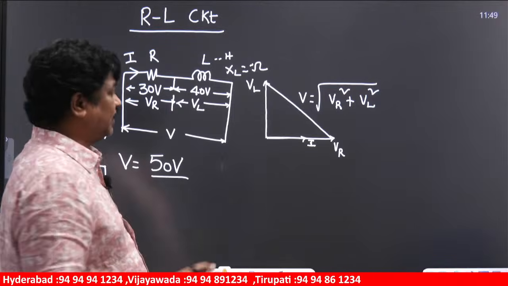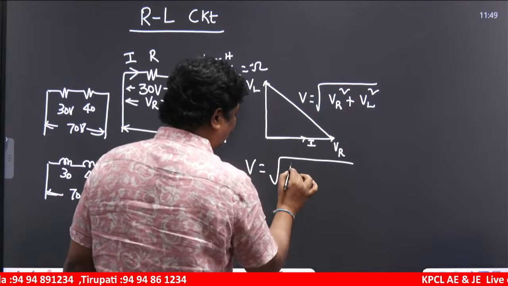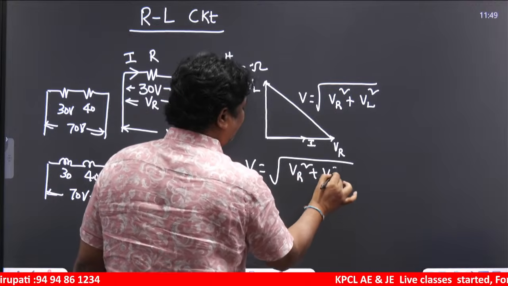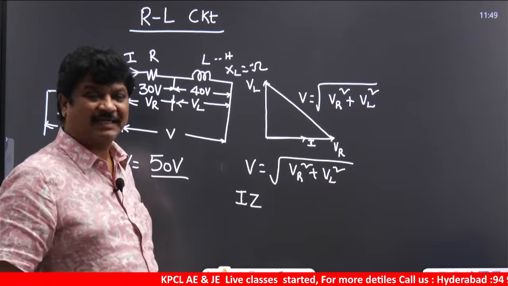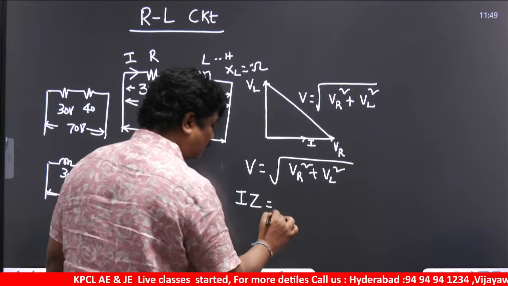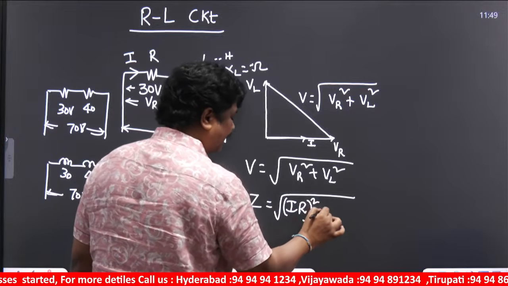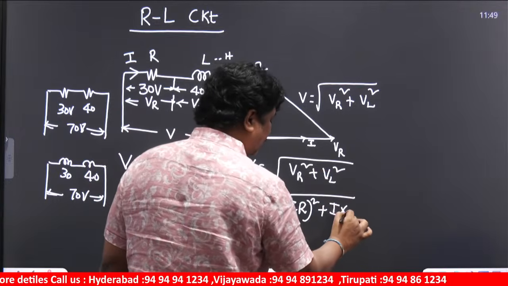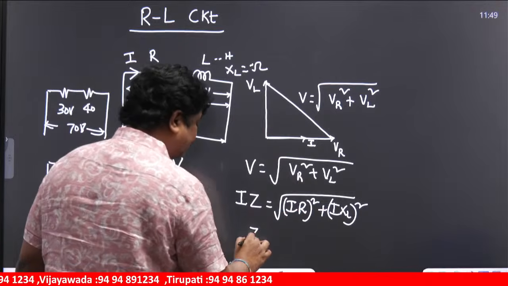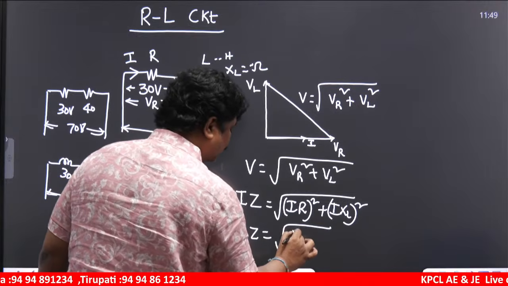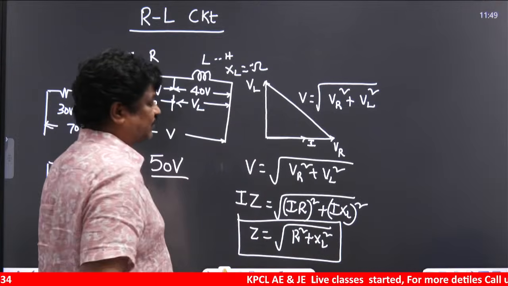Now see, in the case of AC circuits, the total voltage V is equal to square root of VR square plus VL square. V can be written as I into Z, because it is an AC circuit. That is equal to square root of (I into R) whole square plus (I into XL) whole square. If you take I outside, Z is equal to square root of R square plus XL square. It is the impedance in an RL circuit.